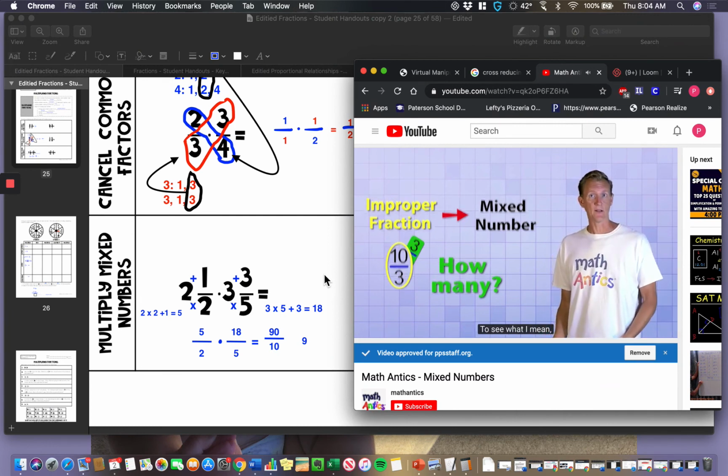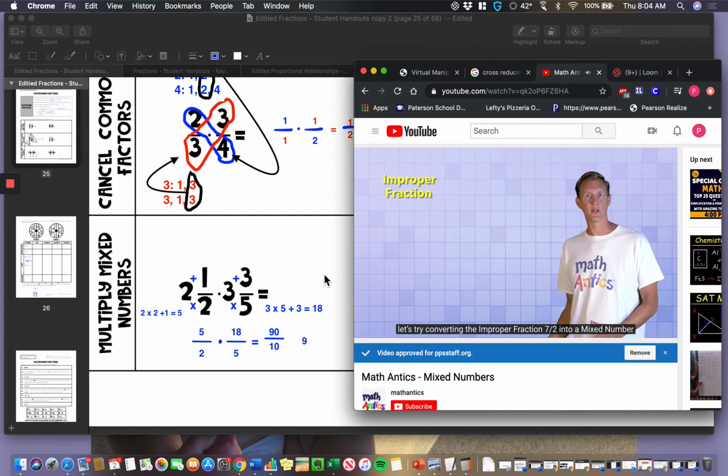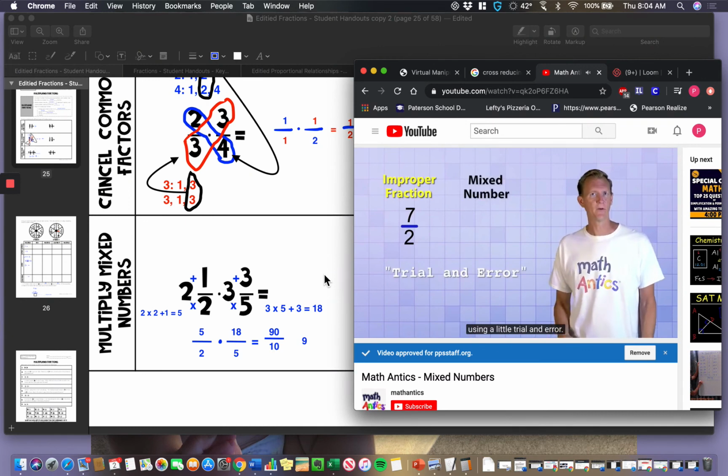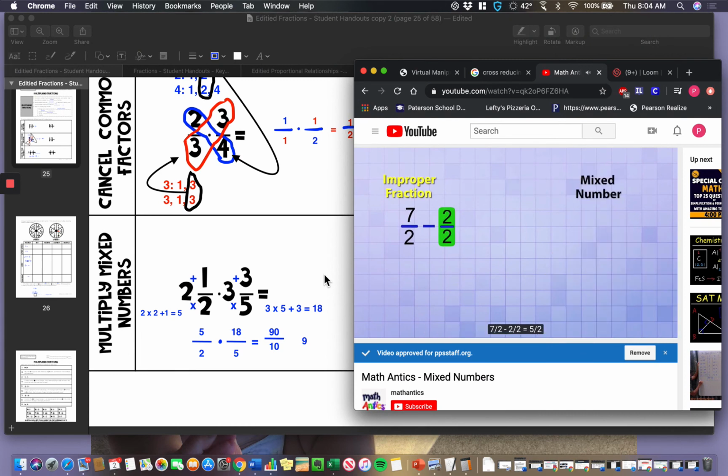To see what I mean, let's try converting the improper fraction 7 over 2 into a mixed number using a little trial and error. First, let's try subtracting out just one whole fraction. 7 over 2 minus 2 over 2 equals 5 over 2. That means we can write 7 over 2 as the mixed number 1 and 5 over 2 since we subtracted out one whole fraction and had 5 over 2 left over.